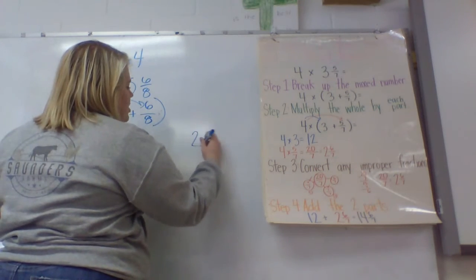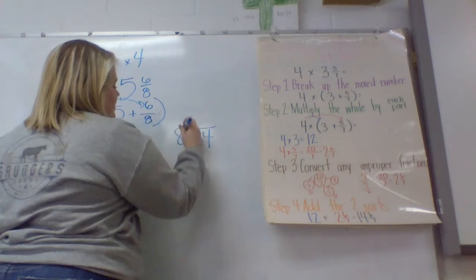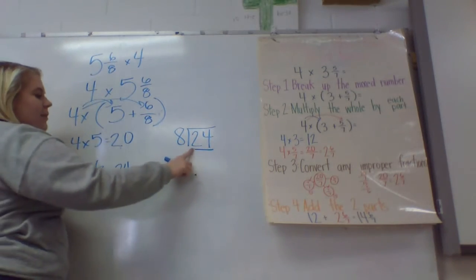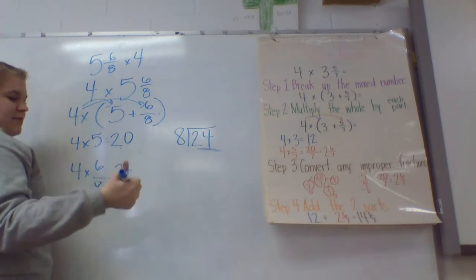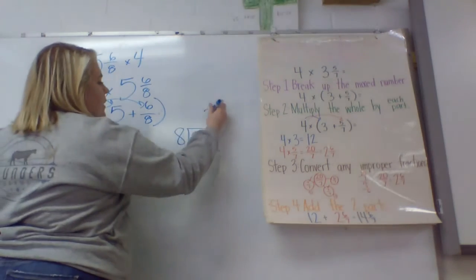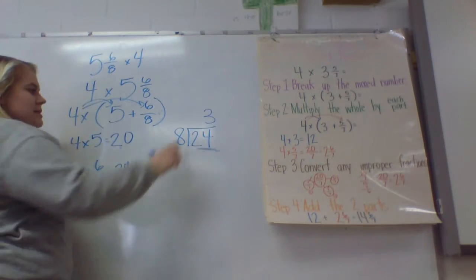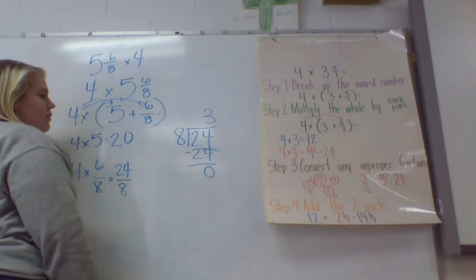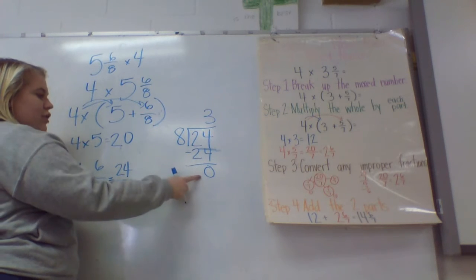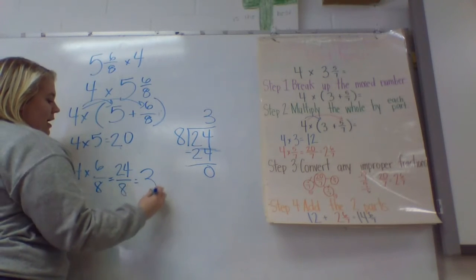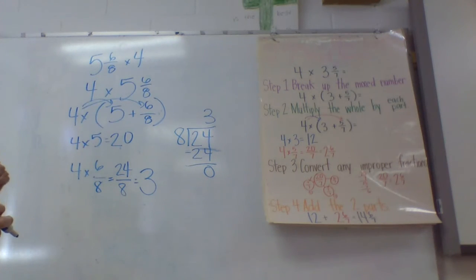So I am going to try and divide 24 by 8. Well, I know 8 can't go into 2, so now I'm going to be looking at 24. How many times can 8 go into 24? 8 times 1 is 8. 8 times 2 is 16. 8 times 3 is 24. So 8 can go into 24 3 times. 3 times 8 is 24. 24 minus 24 is 0. I have nothing left to bring down, and I have no remainder. So that means that 24/8 is really the same as 3 wholes. So I got rid of my improper fraction.